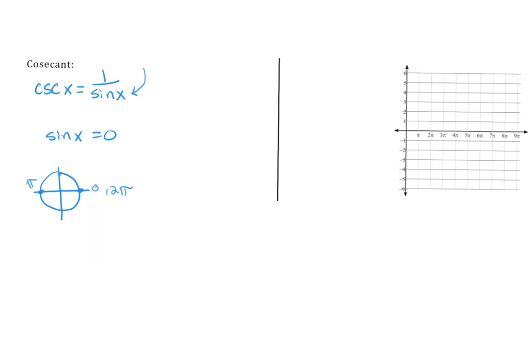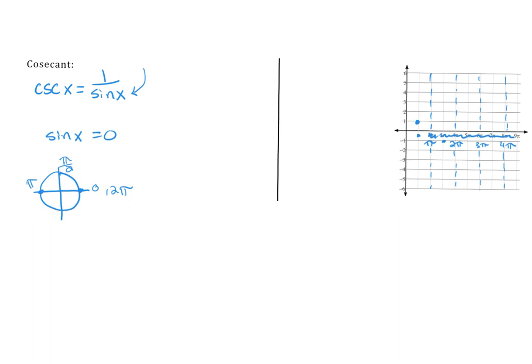we have asymptotes. And I'm going to change how this graph is labeled. I'm going to count by pi over 2's. So pi, 2 pi, 3 pi, 4 pi. And asymptotes at every pi. And then let's think about pi over 2. At pi over 2, sine of pi over 2 is 1. And sine of 3 pi over 2, it's negative 1.